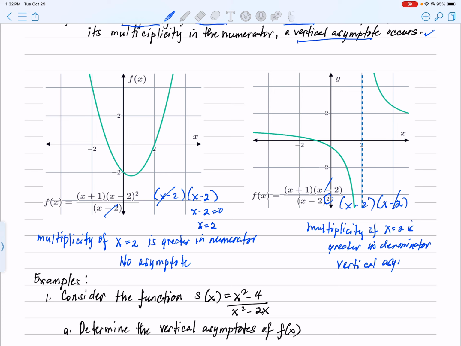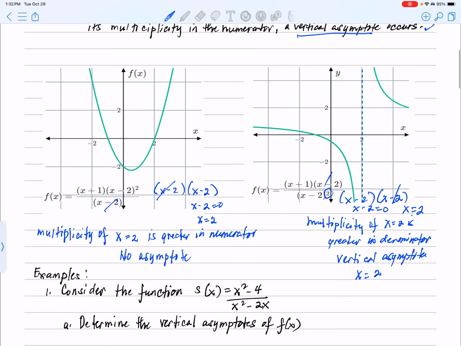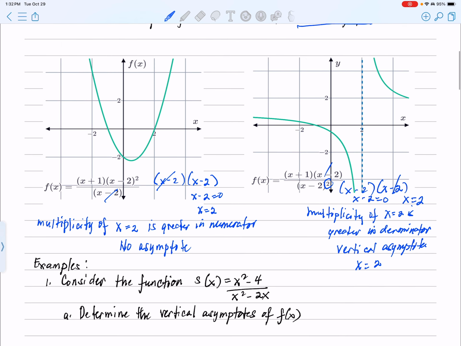What is our vertical asymptote here? x equals 2, because if we equate x minus 2 equals 0, x equals 2. And that is our vertical asymptote.